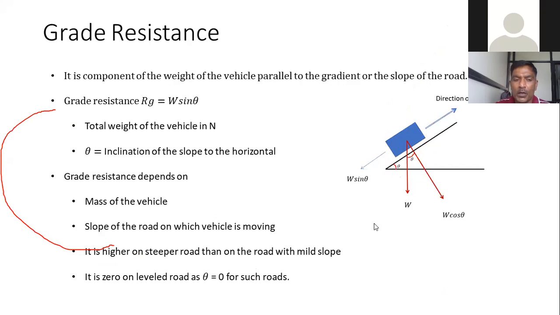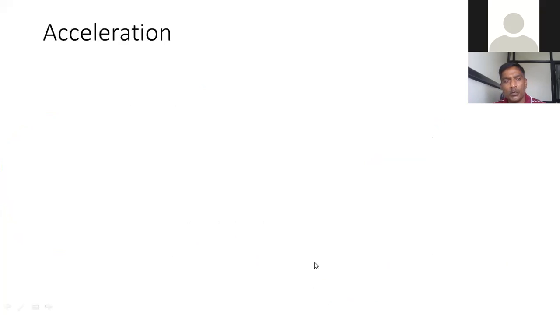And if theta is 0, or we can consider the vehicle is moving on a leveled road, in this case theta is 0. So the sine of a small angle, there will be 1. So directly we can get here W. So it will be directly proportional to W.